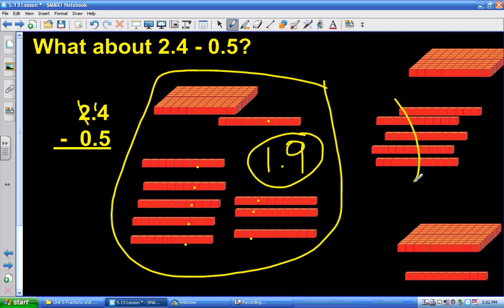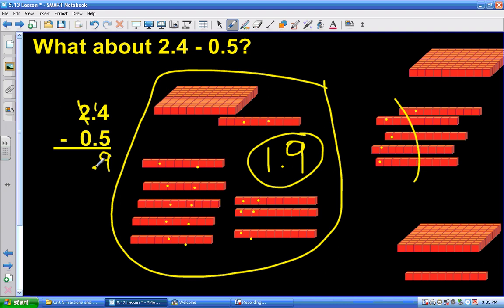Now, can anybody tell me how many rods I had when I was doing all this? 14, right? 1, 2, 3, 4, 5, 6, 7, 8, 9, 10, 11, 12, 13, 14. So it works, doesn't it? I now have 14 rods, or 14 tenths. Now, 14 take away 5, we know is 9. Got to make sure my decimal comes straight down.